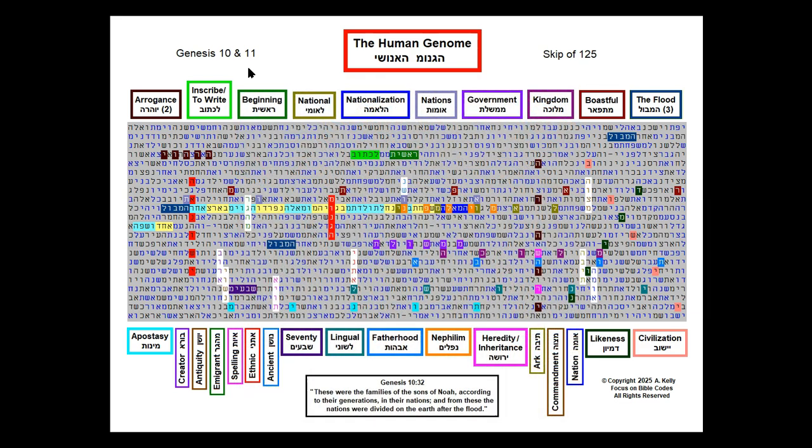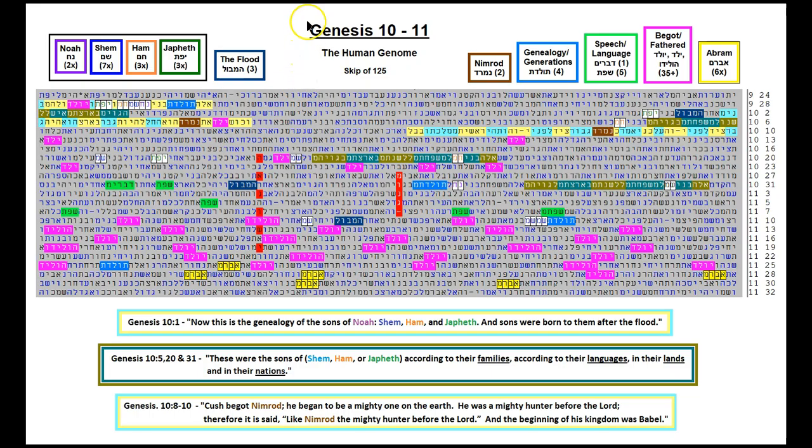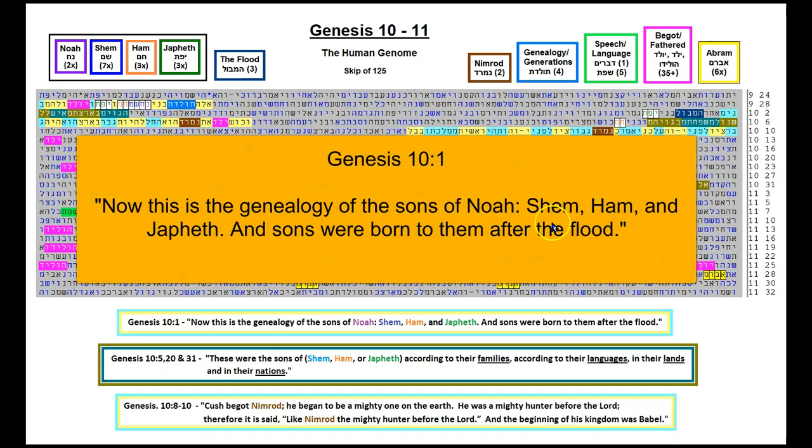Next, we're going to go to a screenshot of the same two chapters with some key words being highlighted in the plain text. So here we are, Genesis chapters 10 and 11. And the first verse that's highlighted here is from Genesis chapter 10, verse 1. And it says, "Now this is the genealogy of the sons of Noah, Shem, Ham, and Japheth, and sons were born to them after the flood."